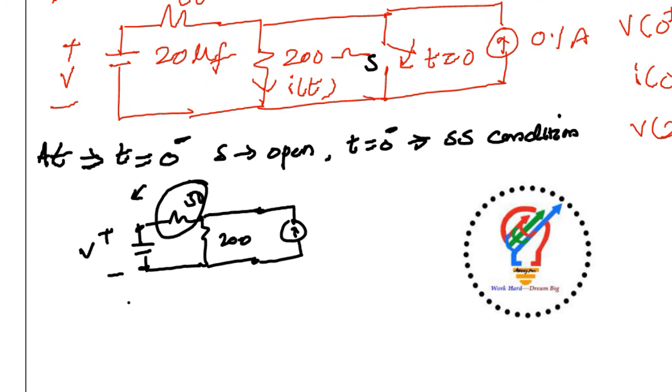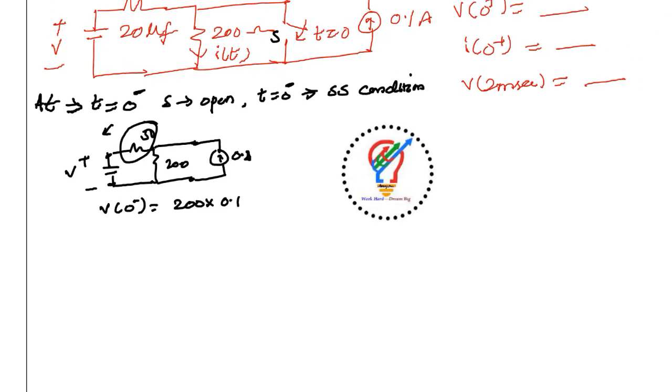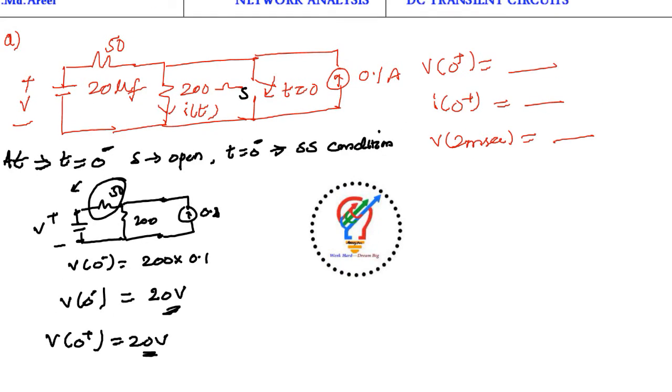So V of 0 minus is nothing but 200 into 0.1, which is nothing but 20 volts. As we know that the capacitor won't allow a sudden change in voltage, V of 0 plus is also 20 volts only. So the first option here we got as 20 volts.